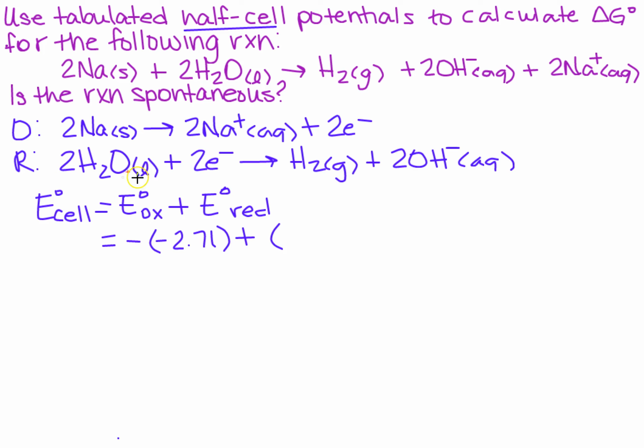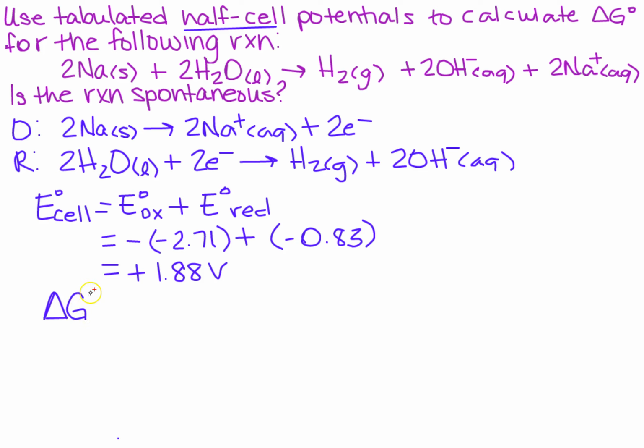So when I did the Na one, I found it to be minus 2.71. And then when I looked up the water, it said it was minus 0.83. So when I do that calculation, I get a positive 1.88 volts. Now remember, you do need to write that positive sign just to indicate that it is a positive versus a negative. But you know, the problem didn't ask for the E of the cell, it asked for that delta G.